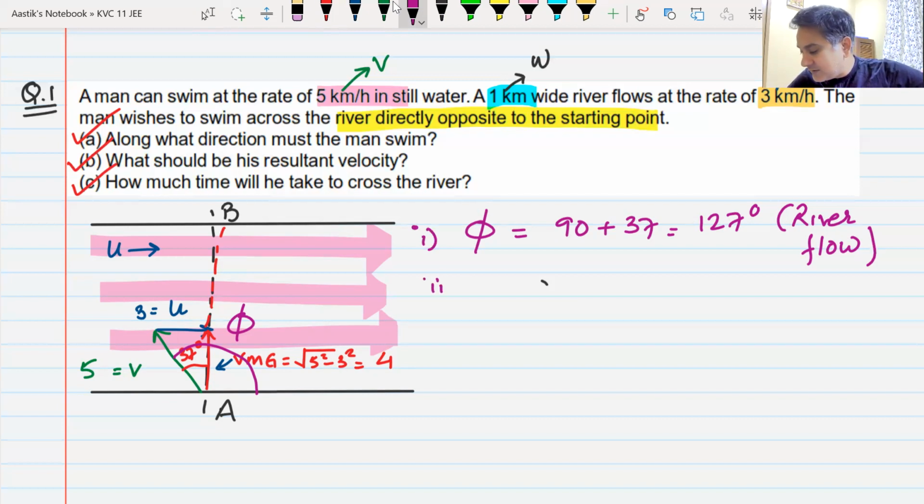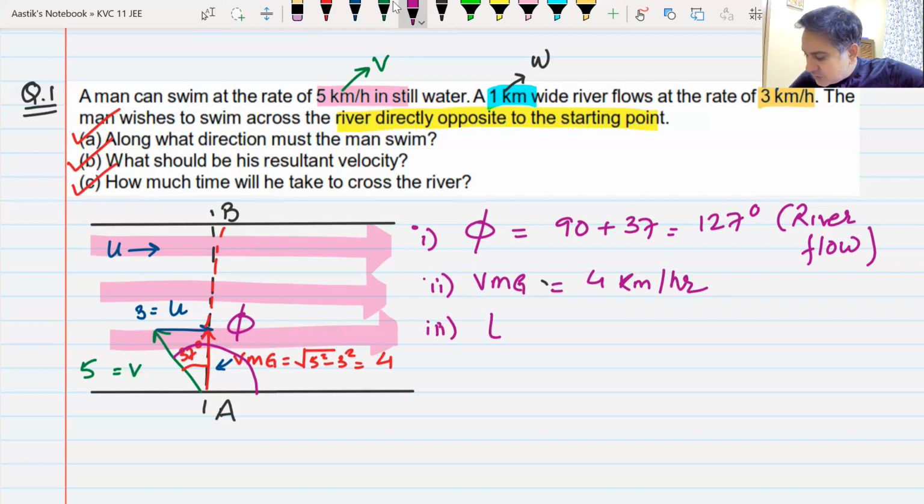Do we have the answer for the next one? What should be the resultant velocity? What is its resultant velocity? Sir. Yes, beta? 4 kilometer per hour. Well done. Resultant velocity means velocity of man with respect to ground, and that is 4 kilometer per hour.